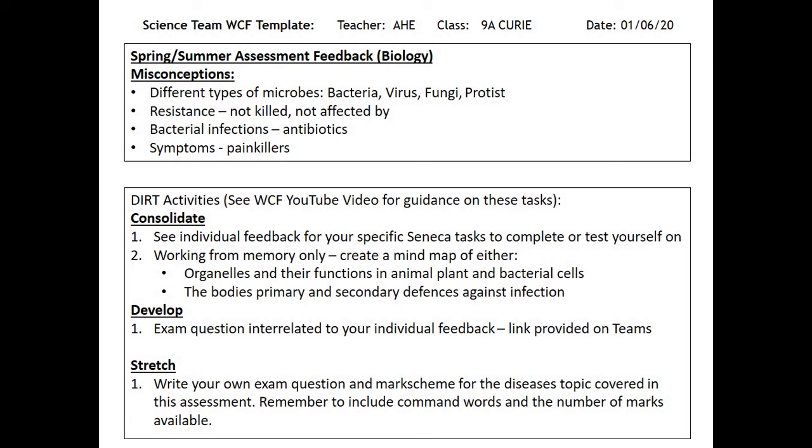Second task is to have a go using memory only, a mind map, and you can pick either of these, depending on which one you think. Try not to choose the one you think you know best. Try and choose the one you think will be more challenging. Do it from memory first of all, and then go and use your notes to add to anything that you've added already. So either looking at animal, plant, and bacteria cells, the organelles that are in them, and their functions. So not just what they're called, but what the functions of those organelles are for those 3 different types of cell. Or you could look at the primary and secondary defenses that the body has against infection, just as a kind of recap.